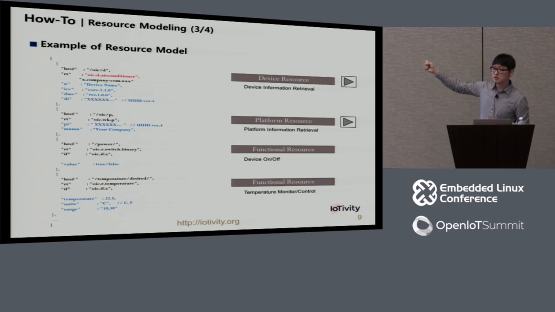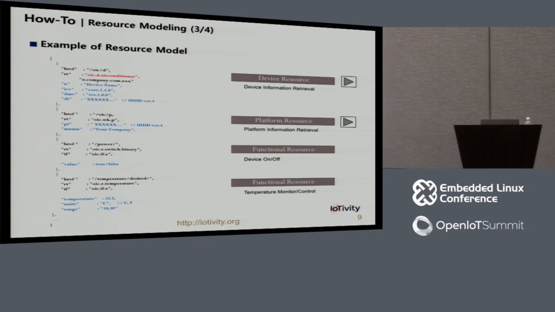Those well-known resources are already defined in the IoTivity stack. So all you need to do is just provide the information for those resources so that IoTivity can handle the requests on them automatically. And there are two resources under the well-known resources: power and temperature. Those resources should be registered from the application.